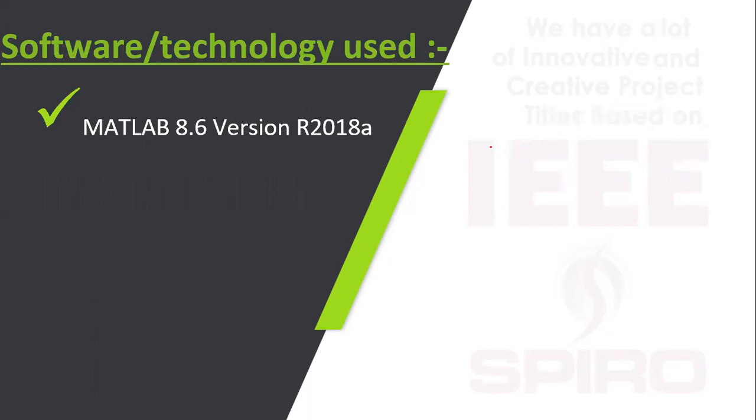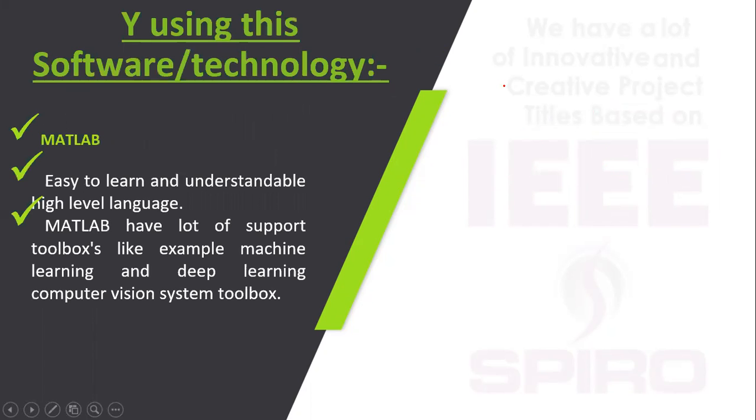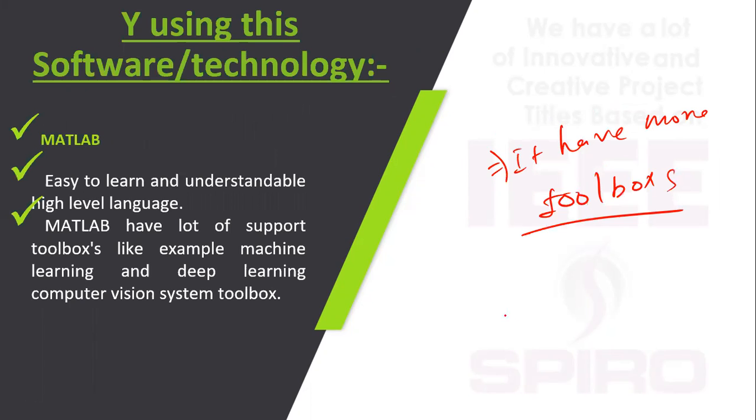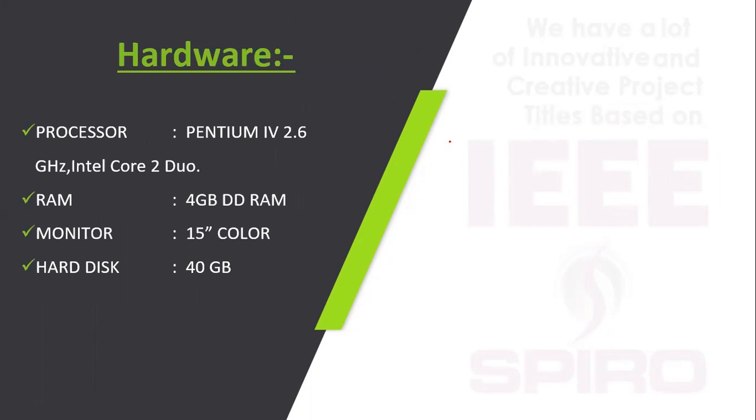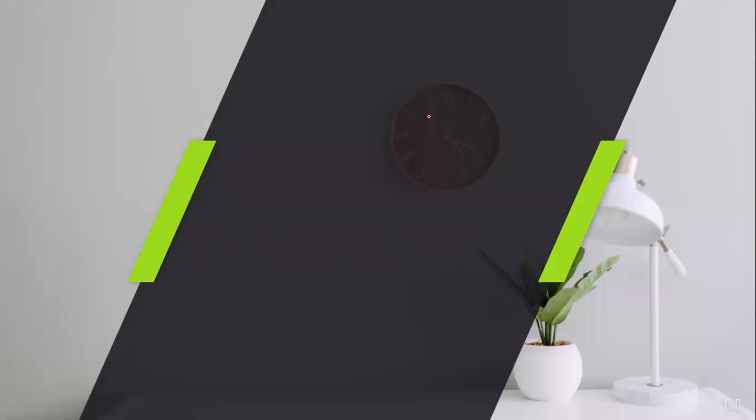I used MATLAB 2018A to analyze the project. Why use this software? It is an easy to learn and understandable language, and it has more toolboxes. With the help of these toolboxes, we analyze and improve the image quality. A 64 bit OS is a must to analyze the image.